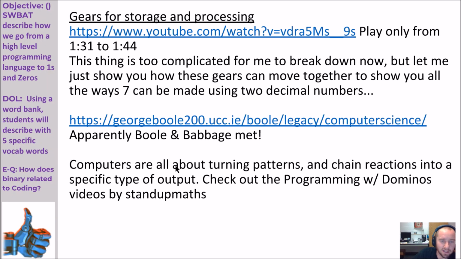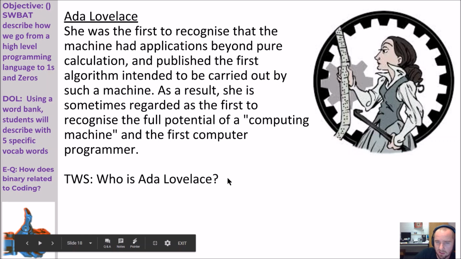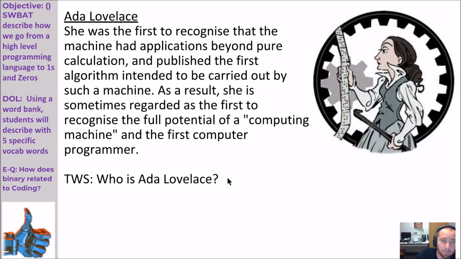To summarize, computers are all about turning patterns and chain reactions into a specific type of output. If you want another visual like the one with the gears to wrap your mind around these chain reactions I'm talking about, try searching YouTube for Programming with Dominoes by a guy named Stand-up Maths. Really interesting videos to see essentially what computers are doing at the microscopic level. Ada Lovelace had a special position in history because she was the first to recognize that a machine had applications beyond pure calculation.